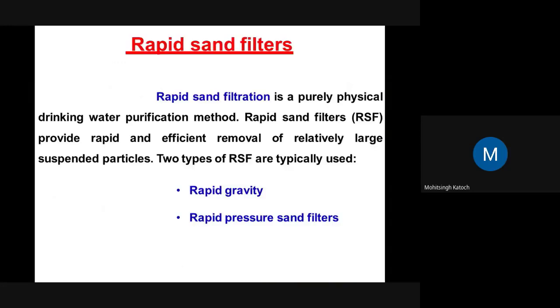Now we will see rapid sand filter. Rapid sand filtration is a purely physical drinking water purification method. Rapid sand filters provide rapid and efficient removal of relatively large suspended particles. There are, as I told you, two types of rapid sand filters. First is rapid gravity sand filter, and second is rapid pressure sand filter. We will see both these rapid sand filters.